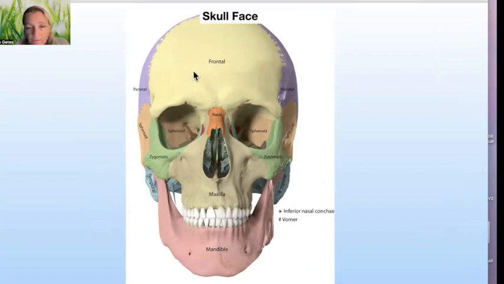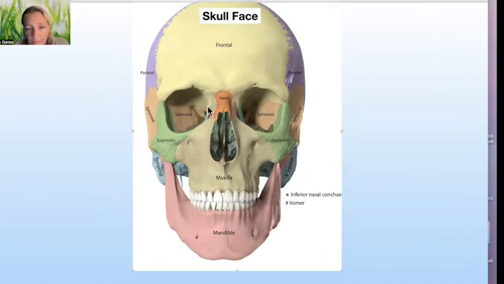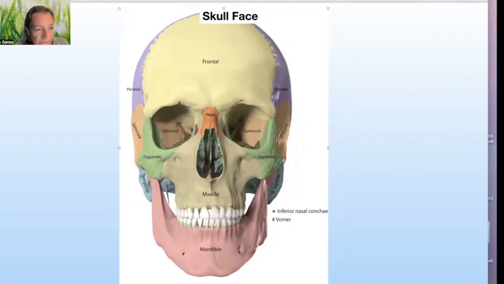Of course, the frontal bone, and then going backwards are the parts that we just talked about. And now we're going to talk about the face, which is anterior and even inferior to the cranial bones. Okay, this is going to be our face.